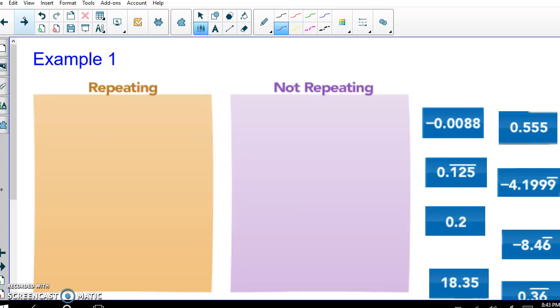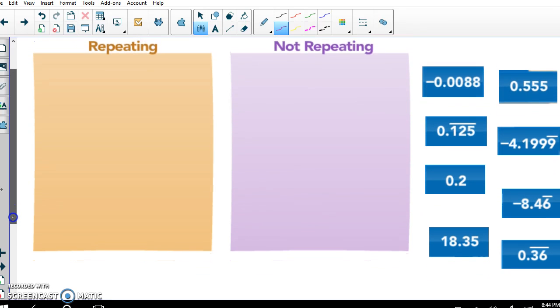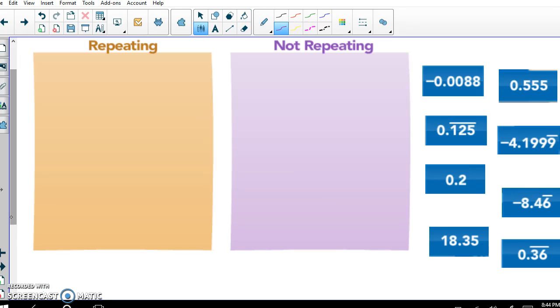Now we're going to look at some examples of repeating and not repeating. On your Frayer model graphic organizer, you can list some of these examples as either examples of repeating decimals or non-examples, ones that do not show that repeating pattern. Take a second to look through some of these, and you might pause the video while you sort out the repeating decimals versus the non-repeating decimals.